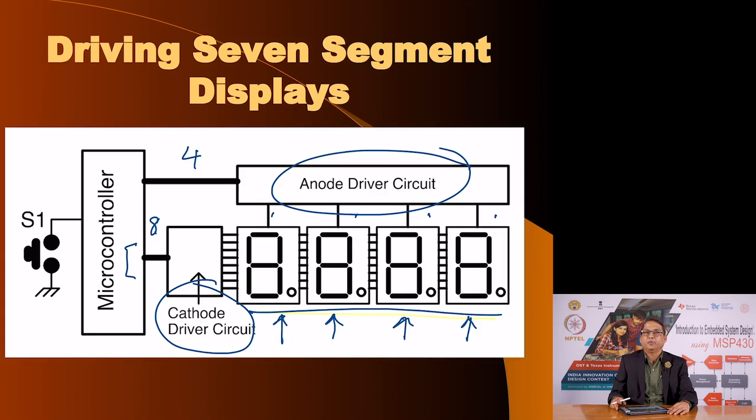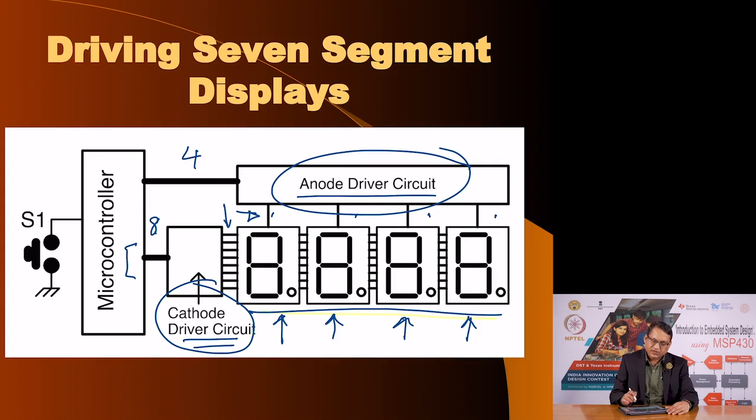This one is a common anode 7 segment display, which means to enable a display to display a value, this voltage must be close to VCC and the individual segments here must be at a lower potential, and therefore we need an anode driver circuit which is nothing but a high side switch, and the cathode driver circuit will be a low side switch. And by now you know that a high side switch is made using PNP transistors, and the cathode driver circuit would be implemented using a low side switch using NPN transistors.